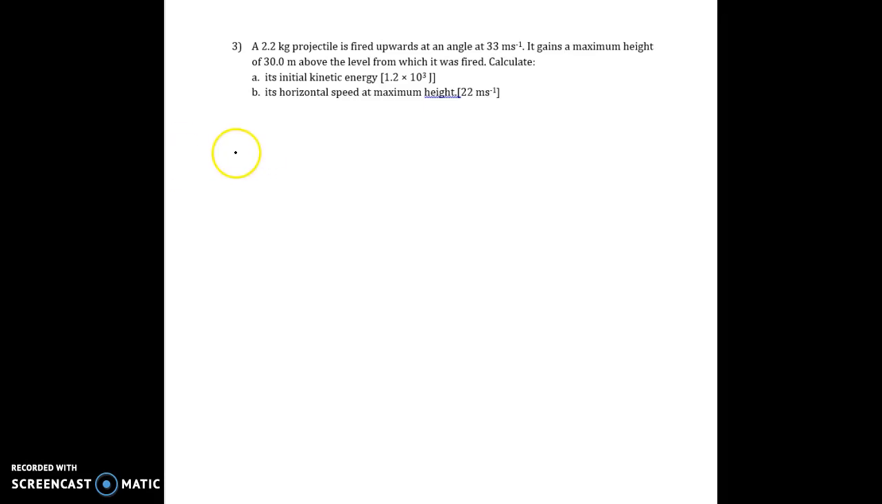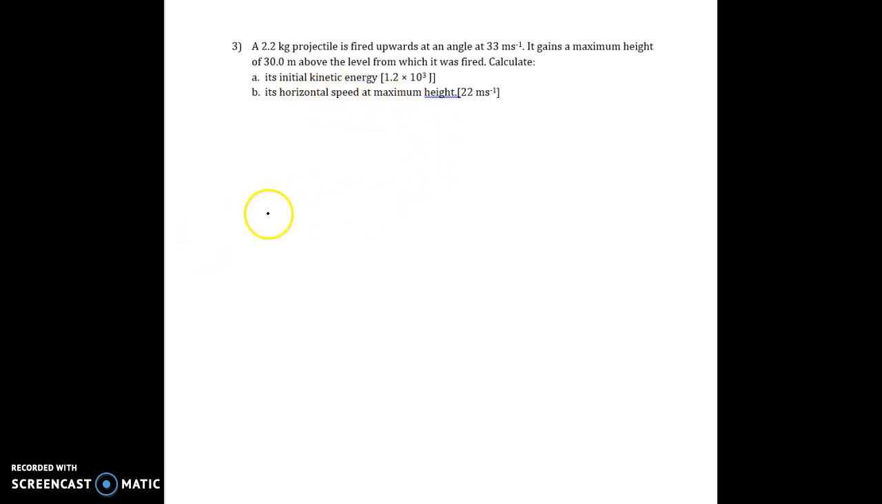Okay, this is the second question that has been asked. It's actually more difficult than the previous question, but anyway, let us do this. A 2.2 kilogram projectile is fired upwards at an angle at 33 meters per second. It gains a maximum height of 30 meters above the level from which it was fired. Calculate two things. Number one, the initial kinetic energy, and number two, the horizontal speed at maximum height.